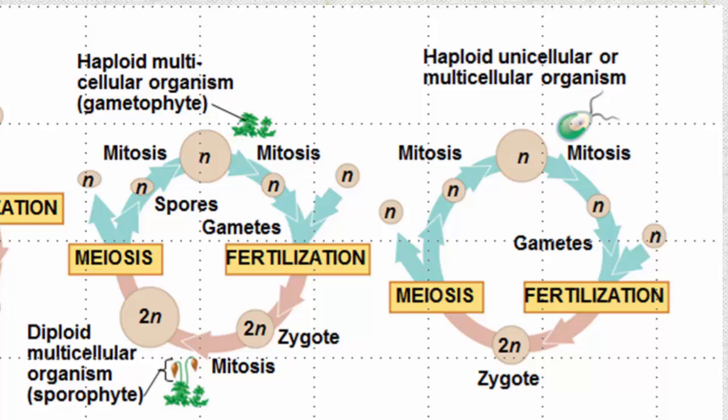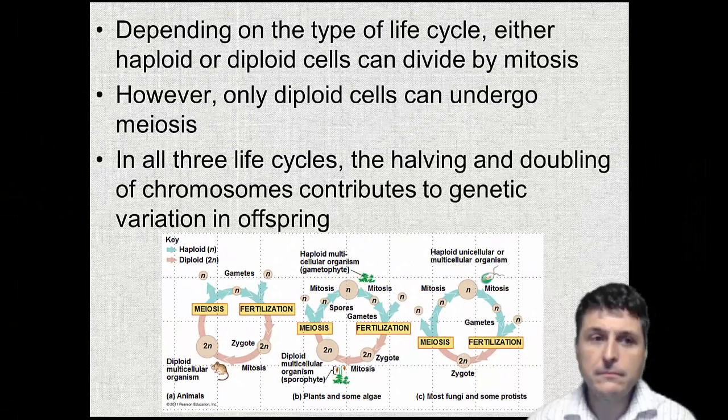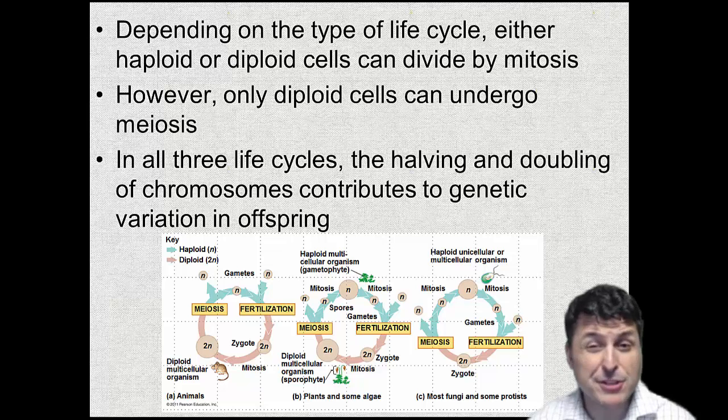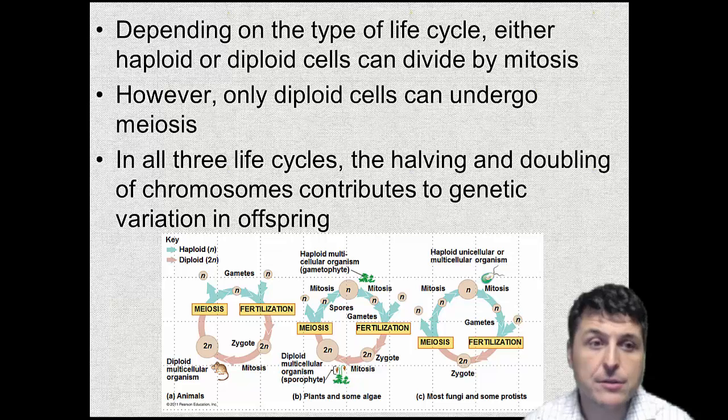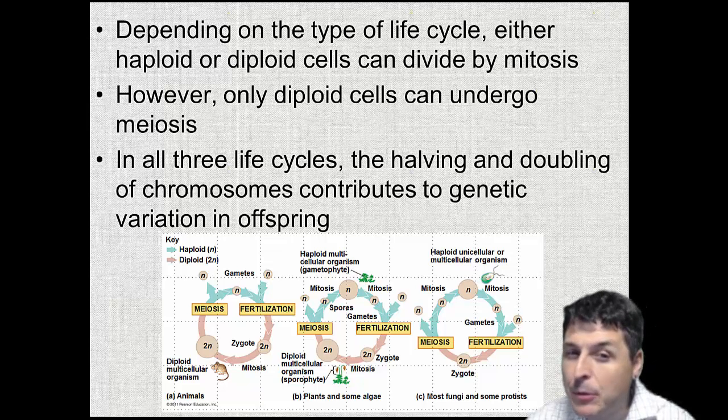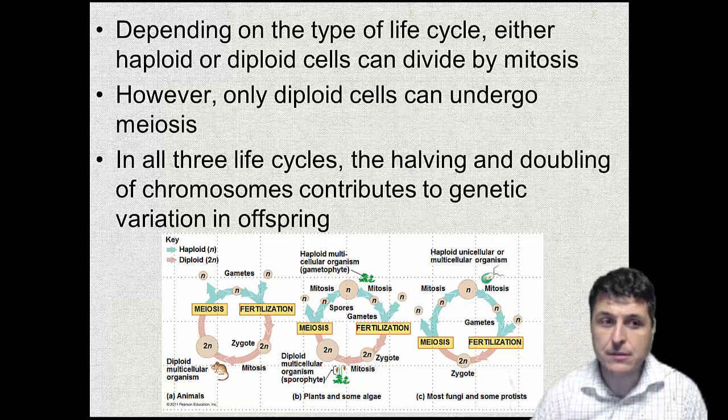And that's the only time in the life cycle of a fungus and some protists that will have a diploid cell. That diploid zygote will actually divide by meiosis to create the body cells for that fungus, which will then continue to divide by mitosis until it's time to reproduce again. So really, depending upon the type of life cycle, either haploid or diploid cells can divide by mitosis to create identical cells. But only diploid cells can undergo meiosis.